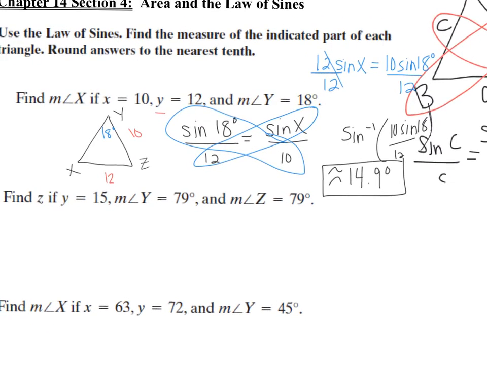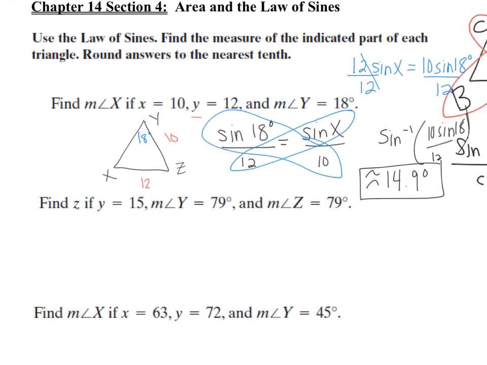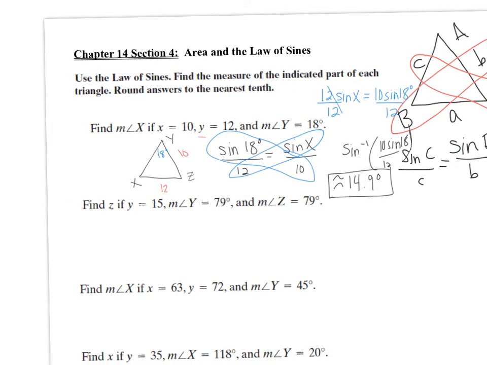Which makes sense because remember, the shortest side is opposite the smallest angle. And then this 18 degree angle is opposite side 12. And so this means it needs to be less. If this is opposite the 10, this has to be less than 18 degrees.